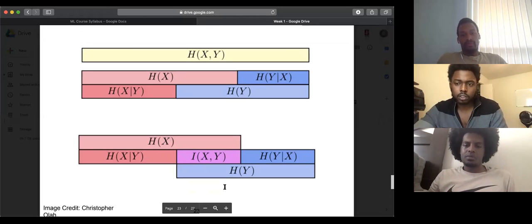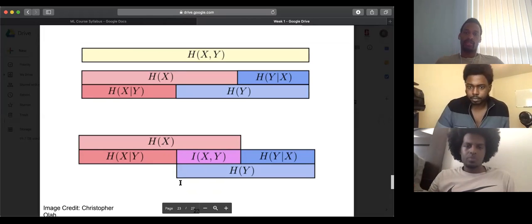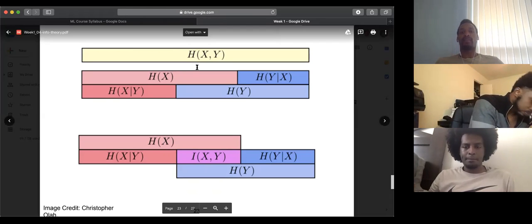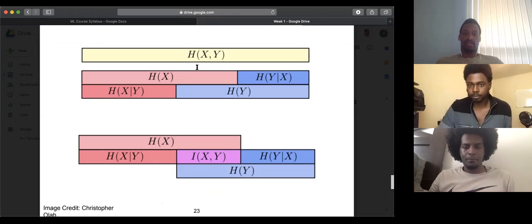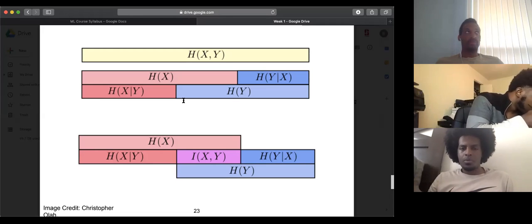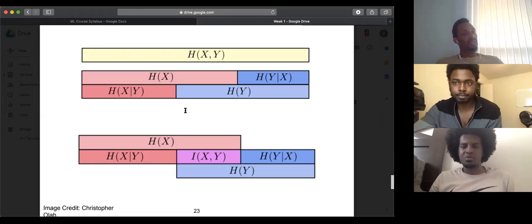Let me see. These are plus, though, right? It's not times. Yeah, it's a subtraction, right? No, yeah. So if I'm looking at the first picture, h of x plus h of y given that you know x is the whole space, the whole entropy. So h of x plus h of y given x is the whole entropy of the system. That makes sense because that's the definition of the joint distribution of entropy, right? Yeah, okay.